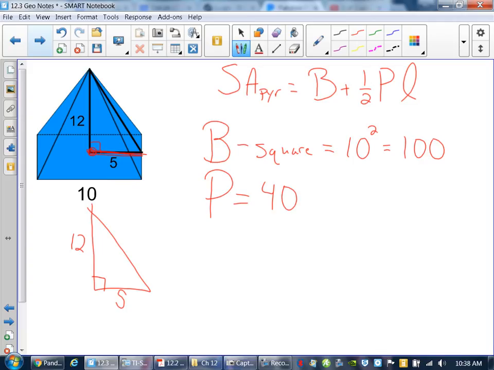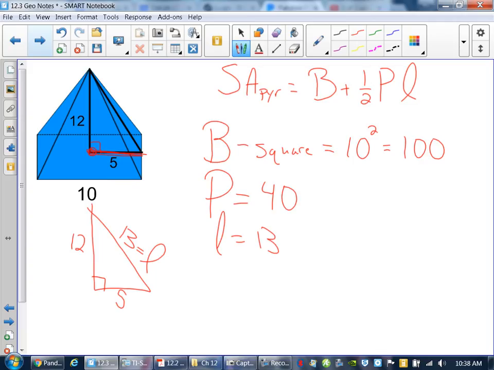If you don't remember triples, that's fine. It's not that big of a deal. You can just use the Pythagorean theorem, and it will still work. You'll get 144 and 25, which is 169. The square root of 169 is 13. And that gives you that slant height.